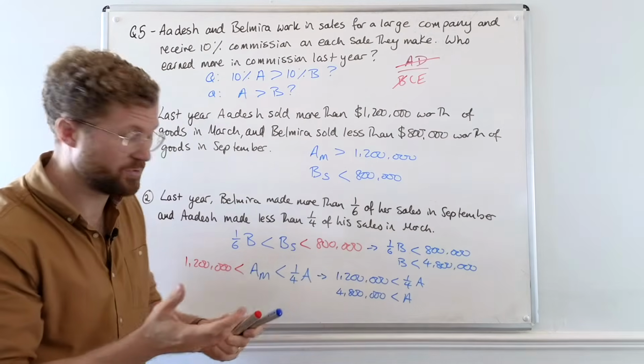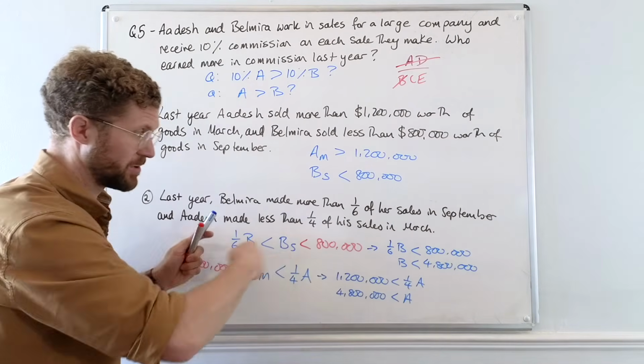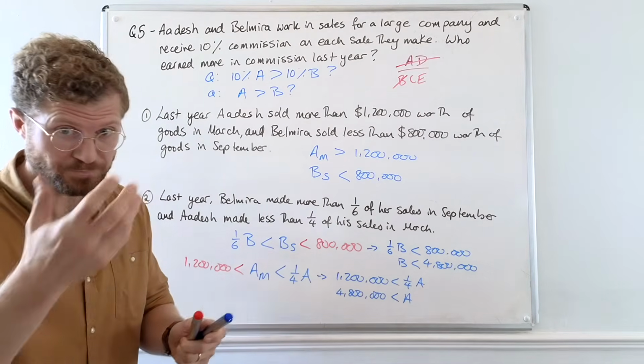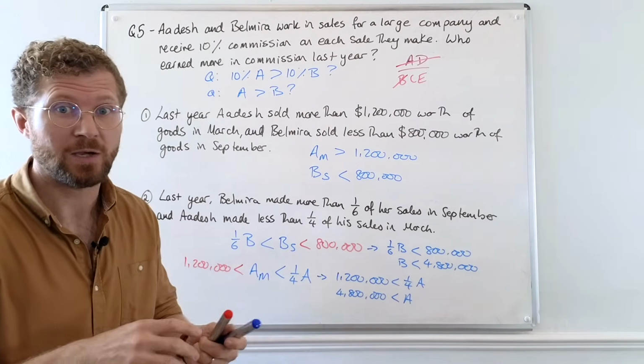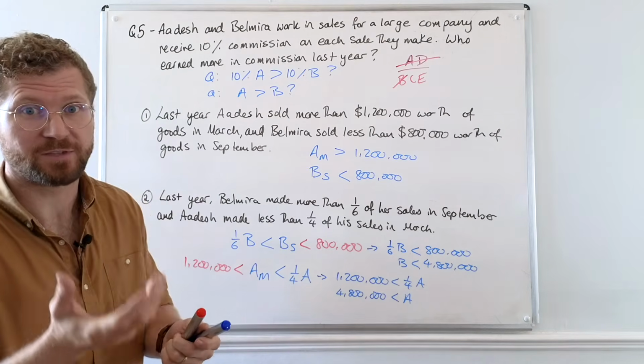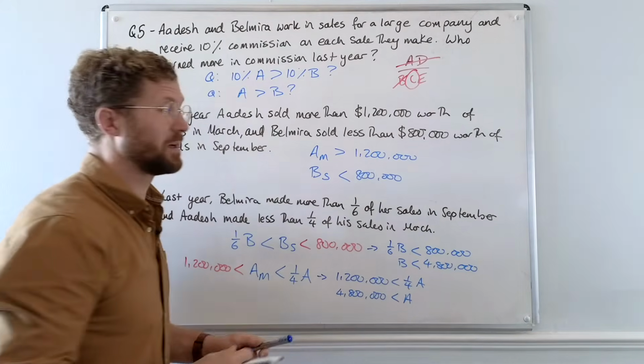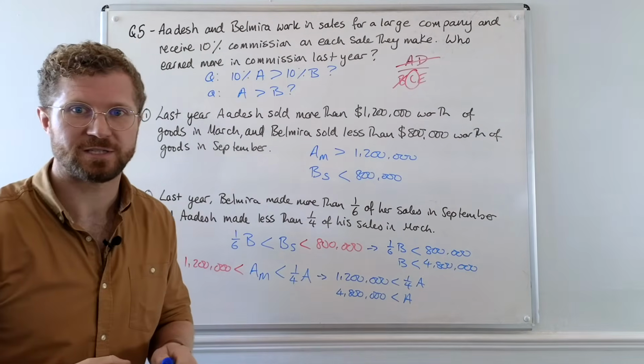So by taking these two statements together and stacking these inequalities left to right, one on top of the other, from both statements together we can say Adesh sold more than Belmira, which means the amount he received in commission was more than Belmira's. So from the two statements together, I can answer the question, and the answer here is C.